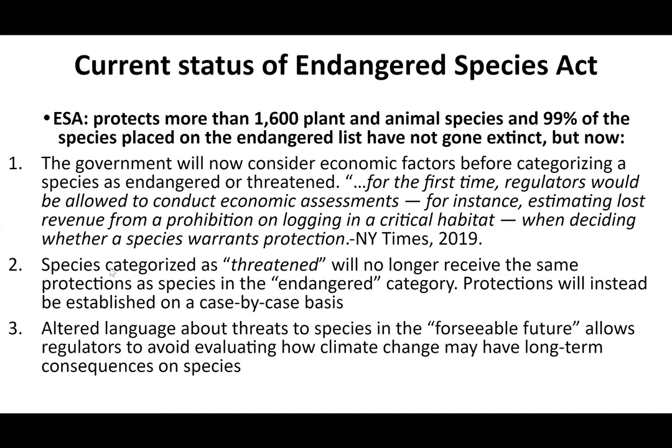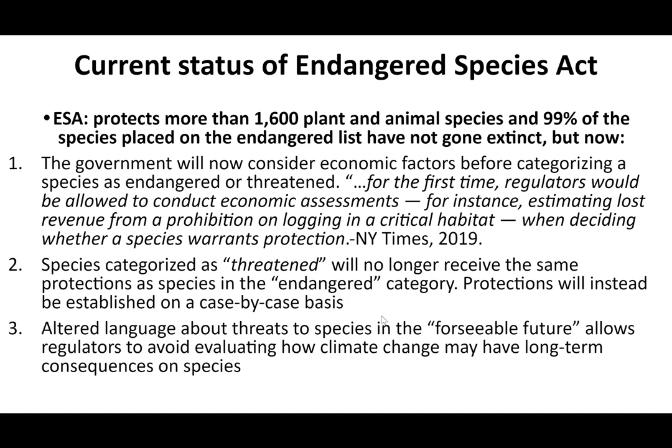The other thing that happened, and this is actually still going on, is that species that are characterized as threatened no longer receive the same protections as species that are considered endangered. That was one of the cool things about the Endangered Species Act. If you were threatened, you were afforded all the protections that something endangered was receiving. So it was a really important thing for maintaining threatened species and keeping them from becoming endangered.